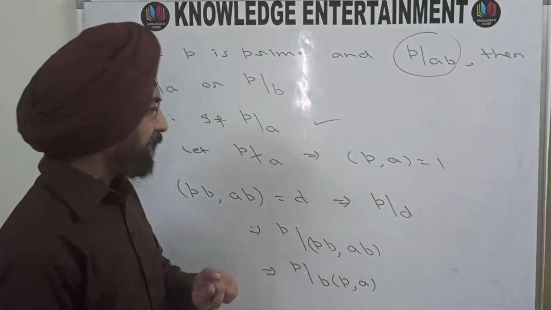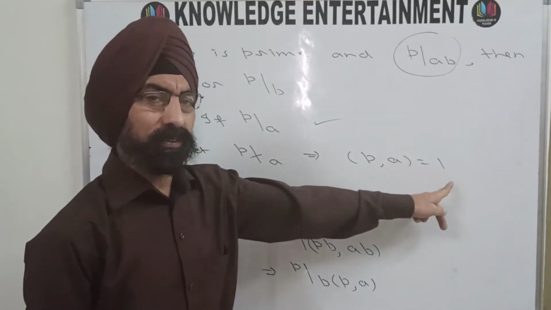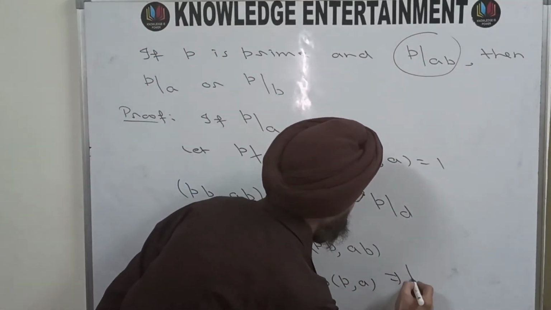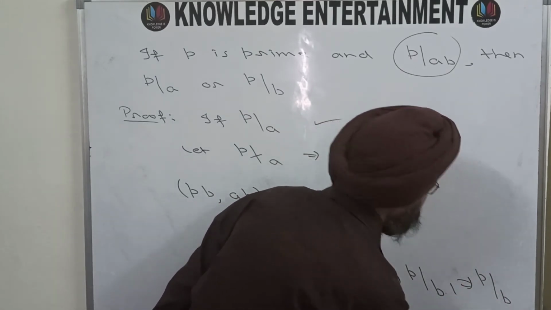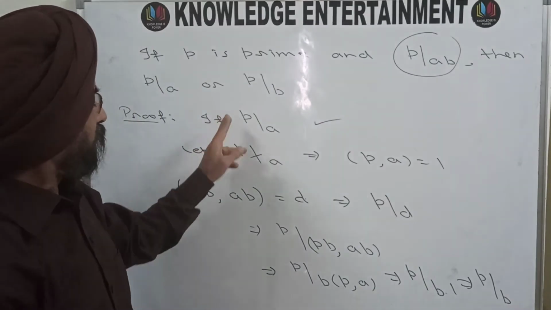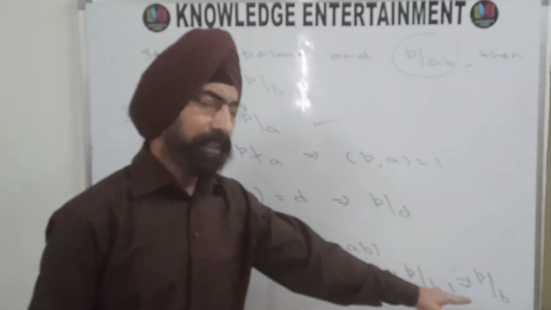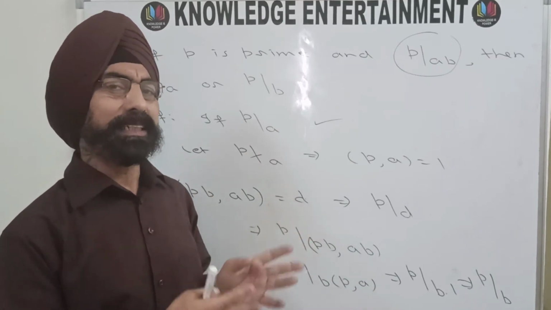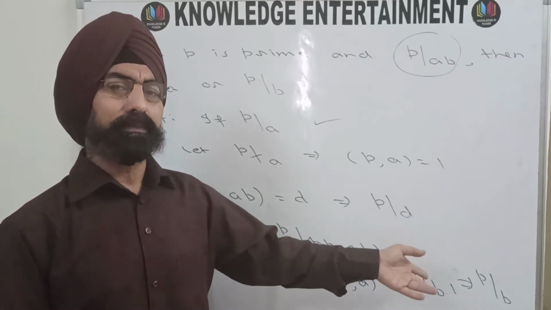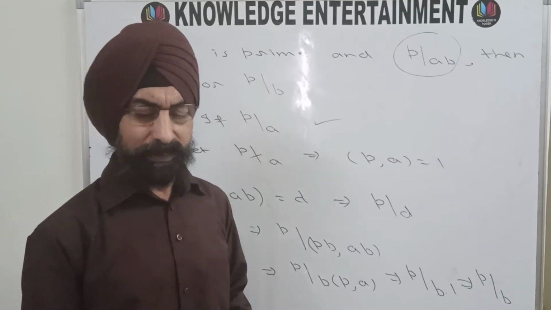But what is GCD of P and A? GCD of P and A is 1. So this means P divides B times 1. So this means P divides B. That means if P does not divide A, then it must divide B. So that is proved: either P divides A, and if P does not divide A, then P divides B. So P divides A or P divides B.